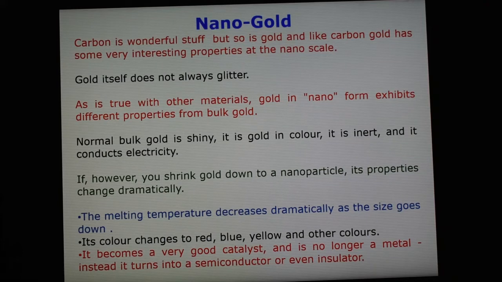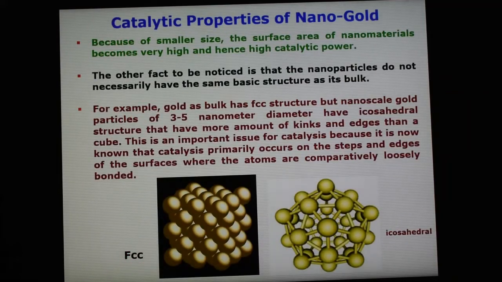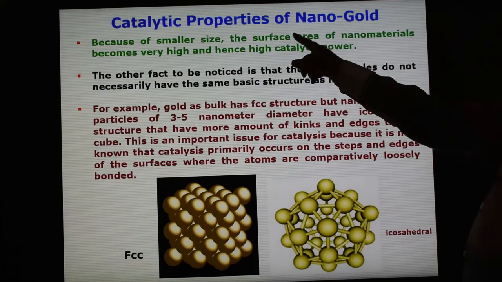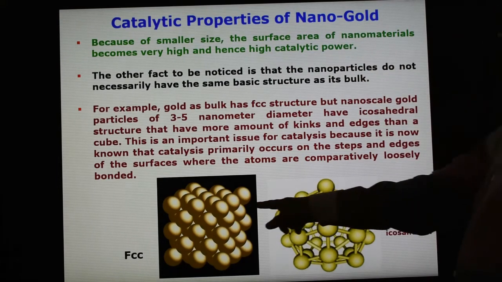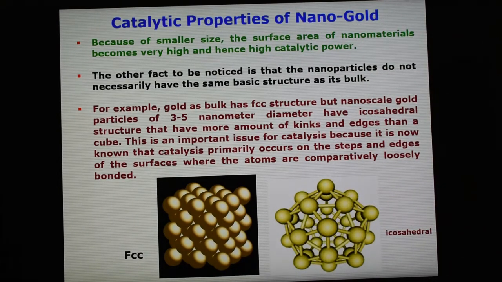It is used for electronic conductors, therapeutic agents, photovoltaics, drug delivery in biological and medical applications, and as a catalyst. So they have a number of applications, and two important ones are that they show catalytic properties, and also their structures are different. Because of the smaller size, they have a large surface area, and because of that they have high catalytic power.